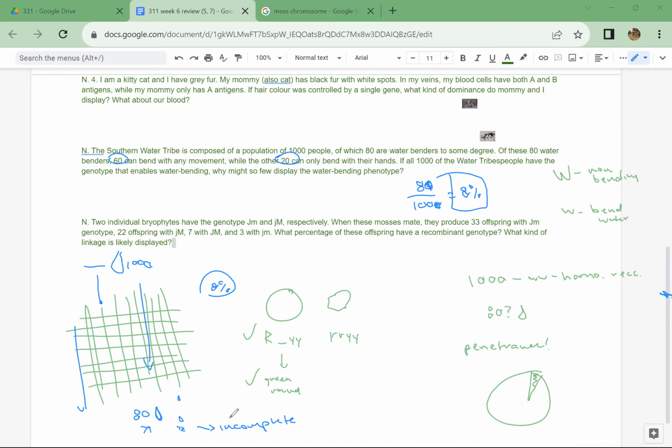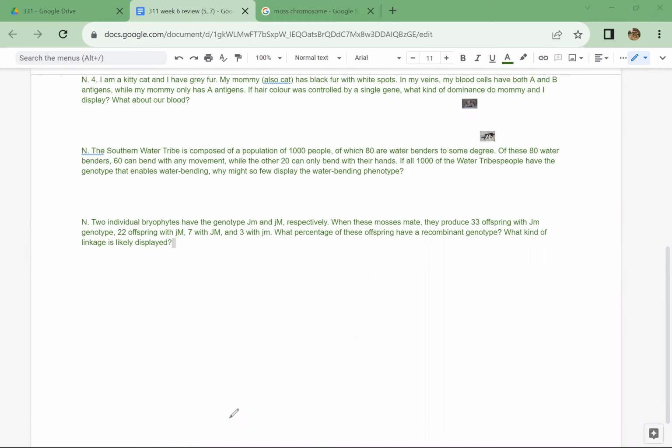And in this example, let's say you had the 1,000 people. Out of the 1,000 people, you had 920 non-benders. So this was non-penetrance. The gene was not able to penetrate through them and be expressed as a phenotype. Penetrance.